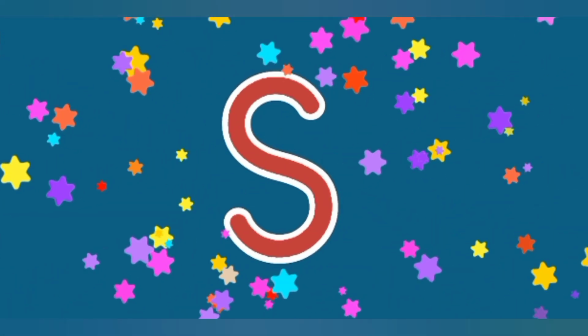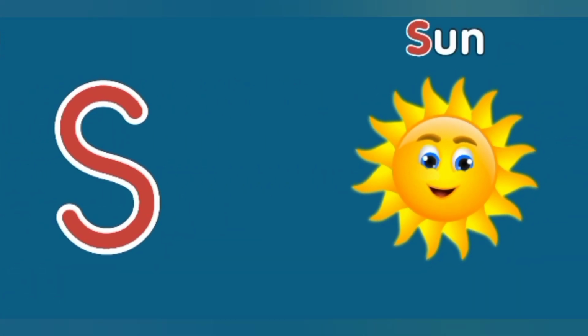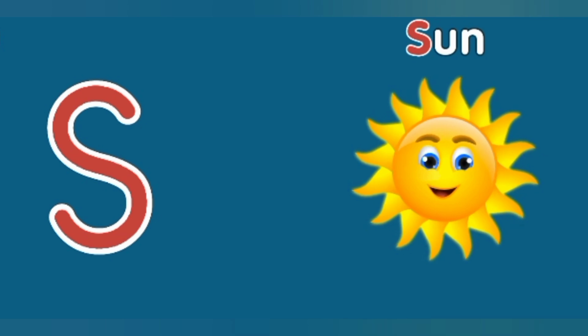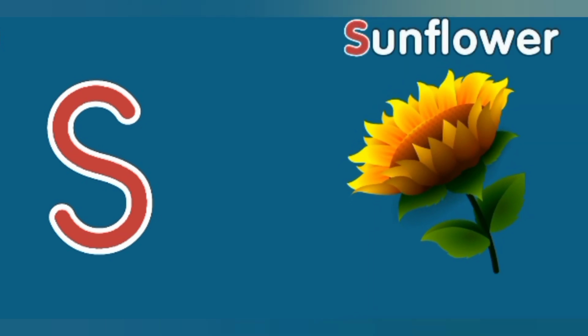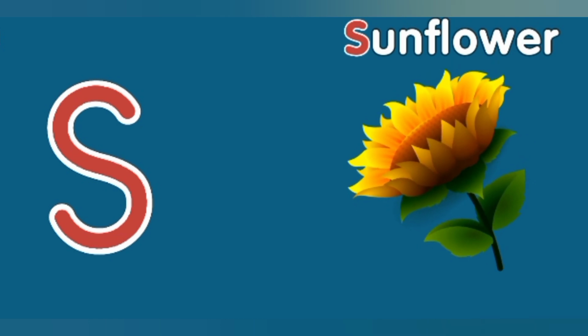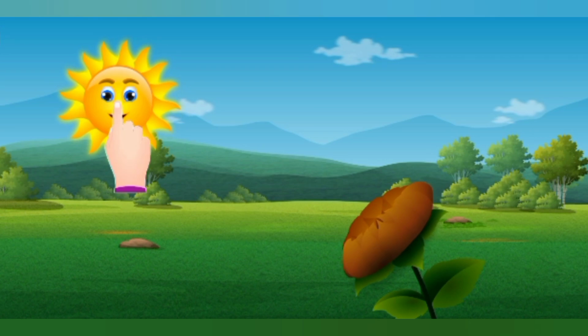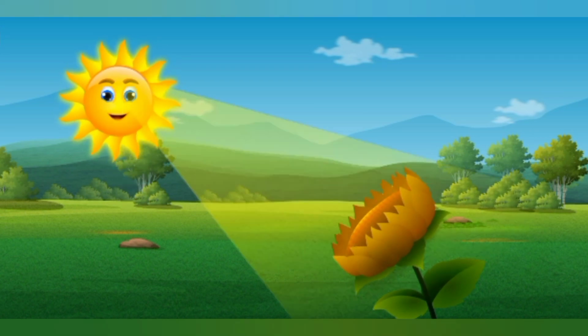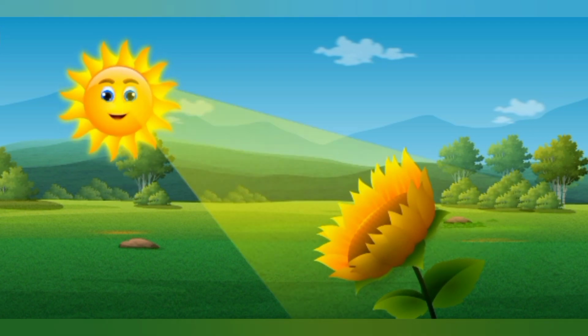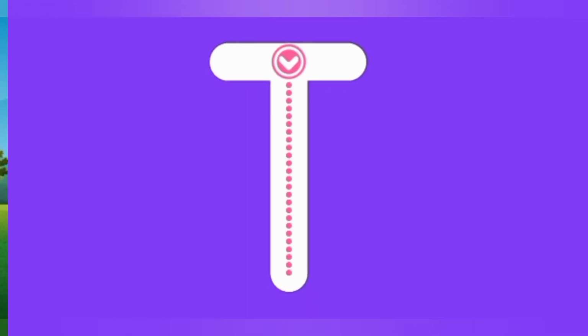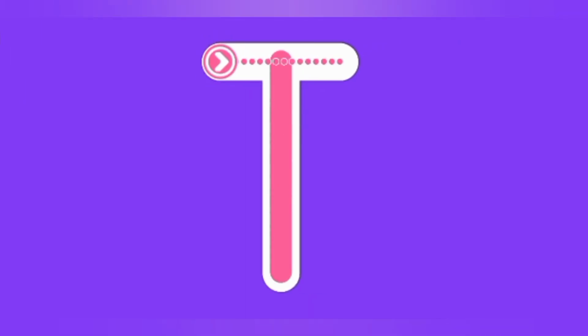S. Wow. S is for sun. Sun. S for sunflower. Sunflower. Touch the object. Wow. Trace the letter T. Good.